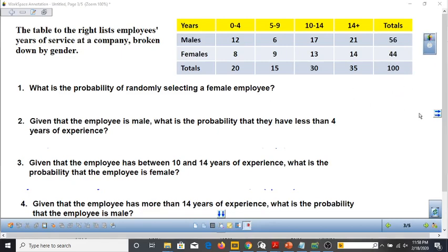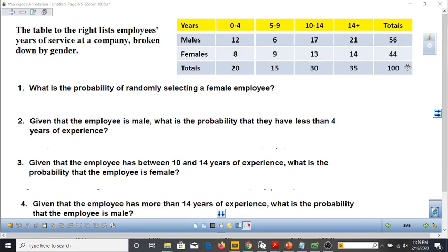So the table to the right lists employees' years of service at a company broken down by gender. So this is the number of years of service: 0 to 4 years, 5 to 9 years, 10 to 14 years, and over 14 years. This should be over 14 years. So it should be not 14 plus, but more than 14 years. So let's understand that. Then we have also males, females.